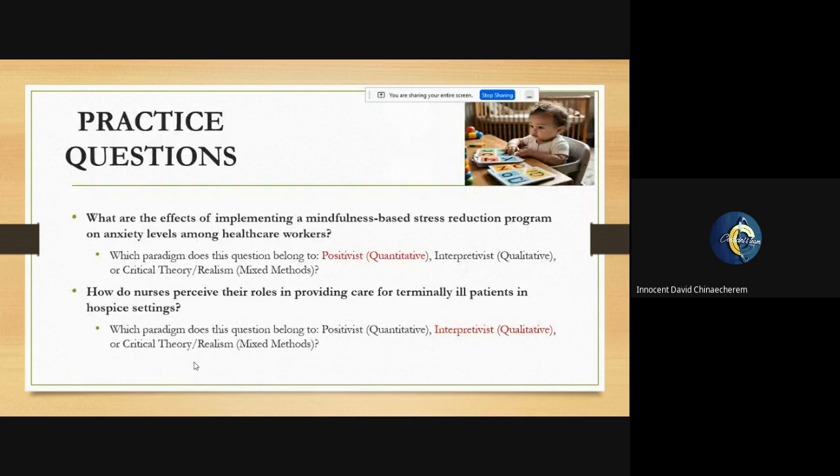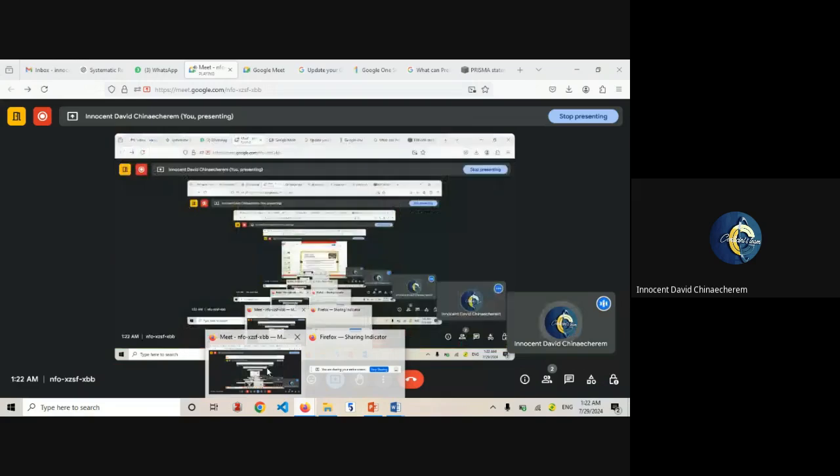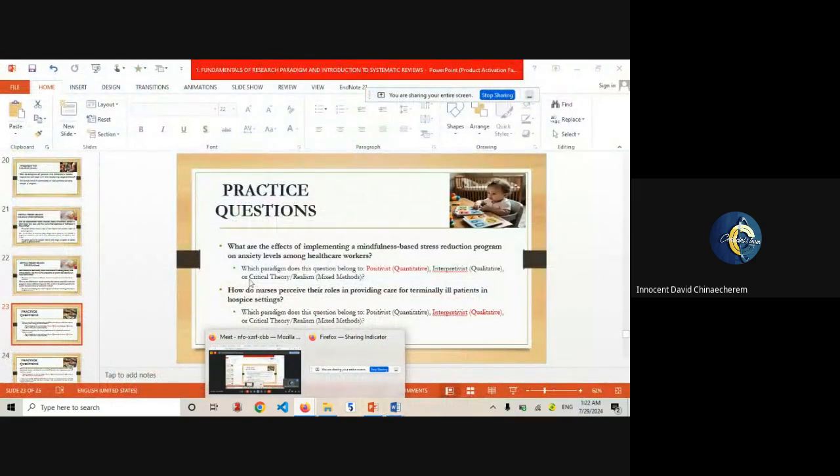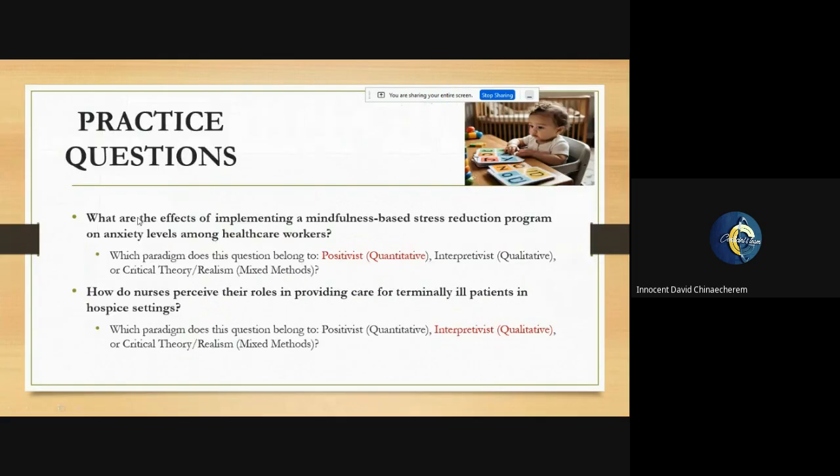The team here has already answered some of these questions. We have a couple of questions already that we've put out here, which is: what are the effects of implementing a mindfulness-based stress reduction program on anxiety levels among health workers? So we already have effect here. What does it belong to? This is an assignment for you. Already marked in red: positivism.